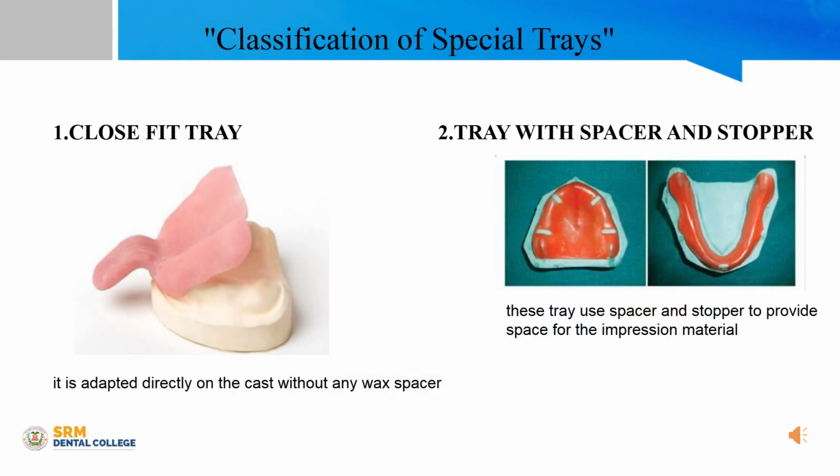Classification of special trays. There are two types of special trays. One is the close fit tray where you directly adapt the special tray without any wax spacer. Another is the tray with spacer and stoppers. These trays use spacer and stopper to provide space for the impression material.